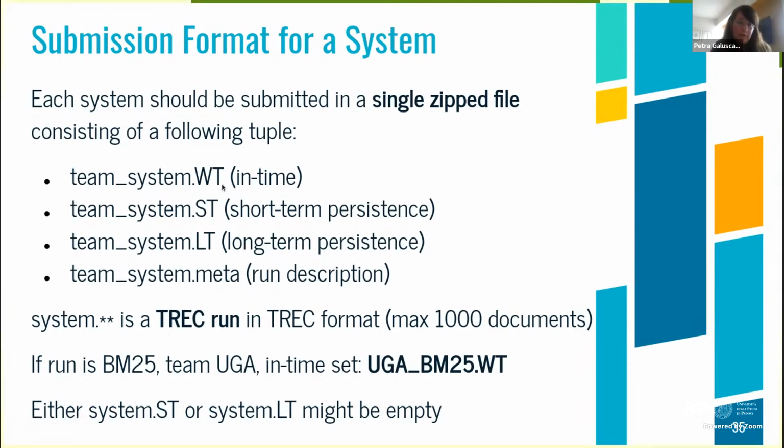Each file is in a track format, which is a standard for similar types of tasks. For each query, it's possible to return a maximum of 1,000 documents. If your team name is, for example, UGA, and your system name is, for example, BM25, then the file name should look like this. If you decide to participate only in the short-term persistence or only in the long-term persistence, then one of the files in which you are not participating might be empty.